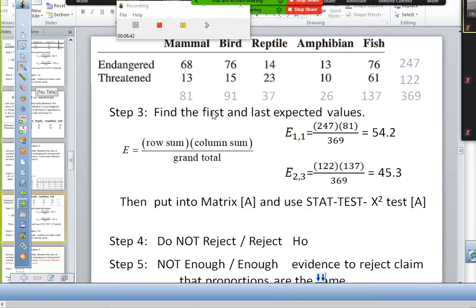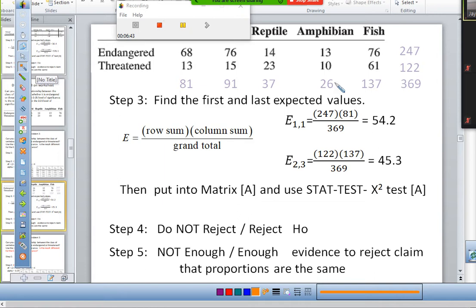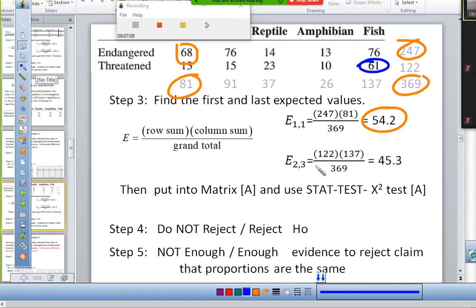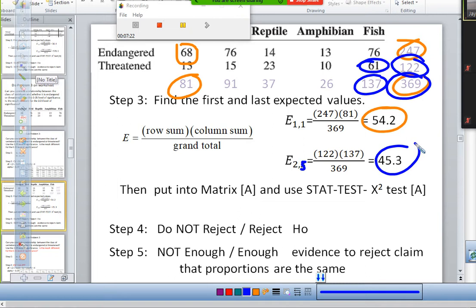And then the next step, finding your first and last expected values. So for the first one, for him, I'm going to grab his row total and his column total and divide by his grand total. I'll get 54.2. For the second one, which is the second row, there should be a 5 there, 5th column, so that's a mistake. This should be a 5. Second row, 5th column. I'm going to grab the row total times the column total divided by the grand total, and I'll get 45.3.